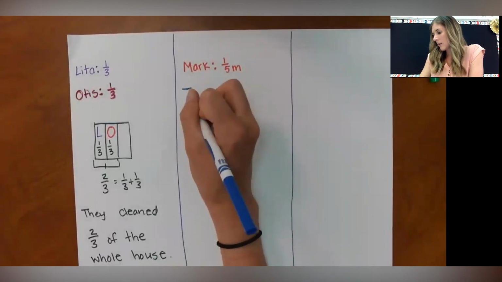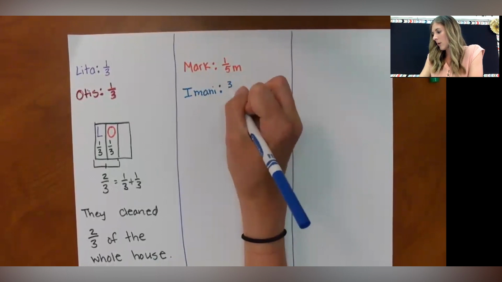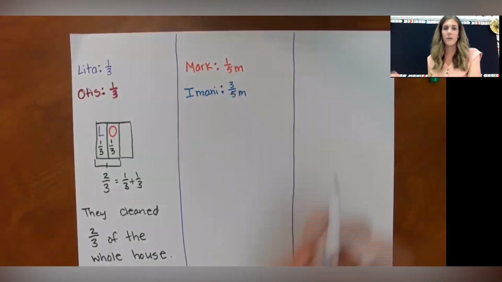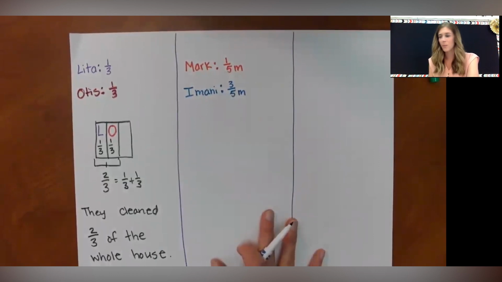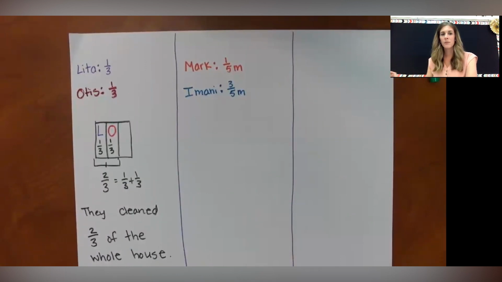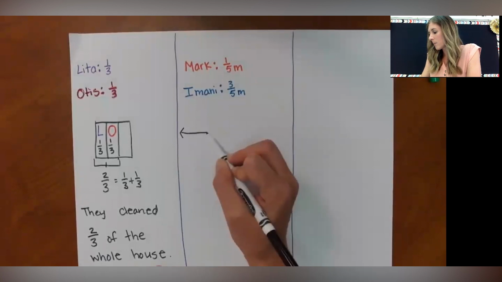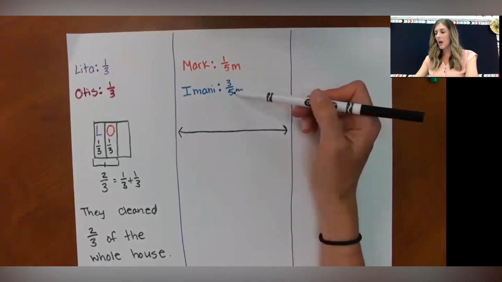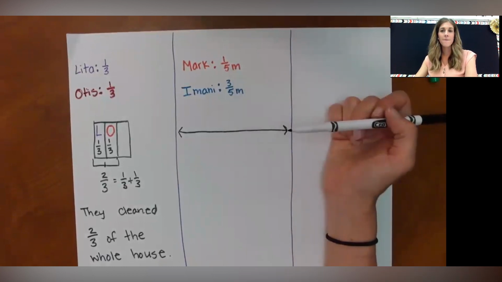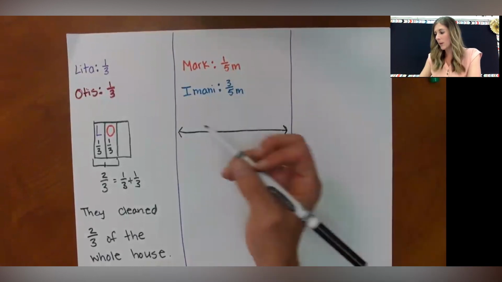Amani used 3/5 of a meter of string. And it wants to know how much string they used all together. So I would suggest doing a number line for this one. And because our denominators are a 5, we know that they had broke that meter up into 5 equal pieces.